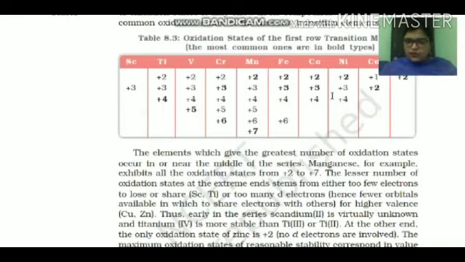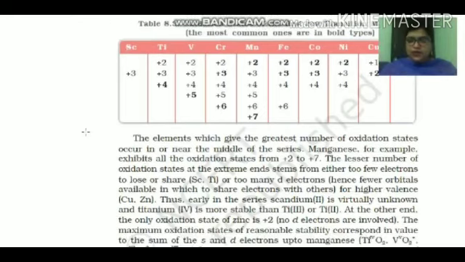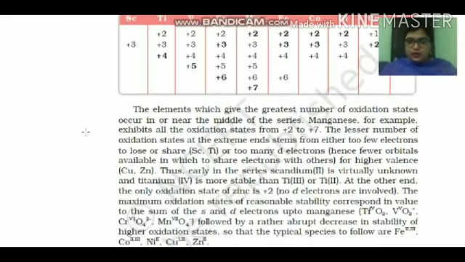While for the next 5, you can see +2, +3, +2, +3, or you can say most prominently the +2 oxidation state is more prominent after manganese. See, for iron also it is +2, for cobalt also +2, for nickel also +2, copper also +2, and for zinc also +2. +2 means basically the electron involved is from the ns orbital.